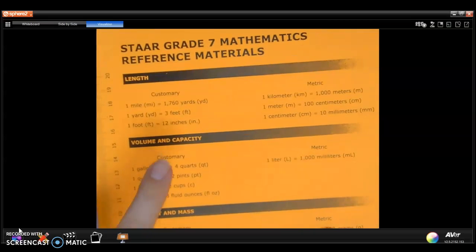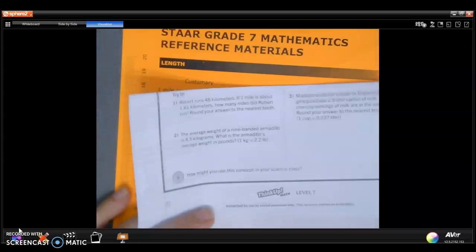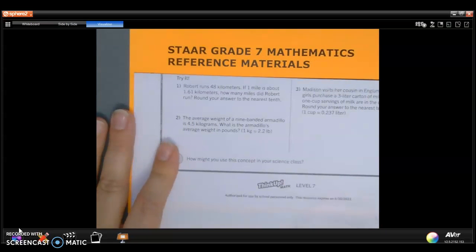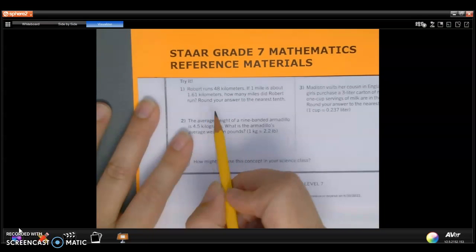All right, so let's look at page 70. Okay, number 1 says that Robert runs 48 kilometers. If 1 mile is about 1.61 kilometers, how many miles did Robert run? Round your answer to the nearest tenth.